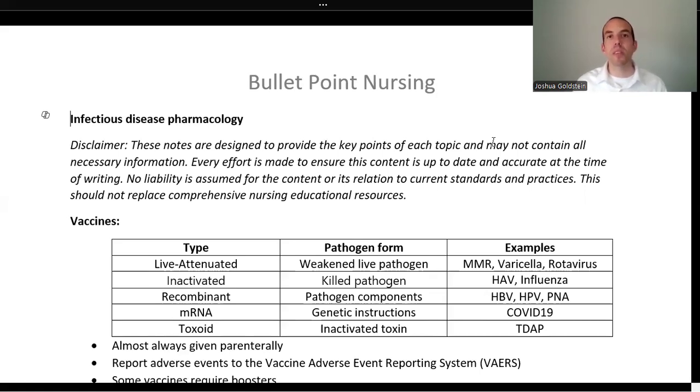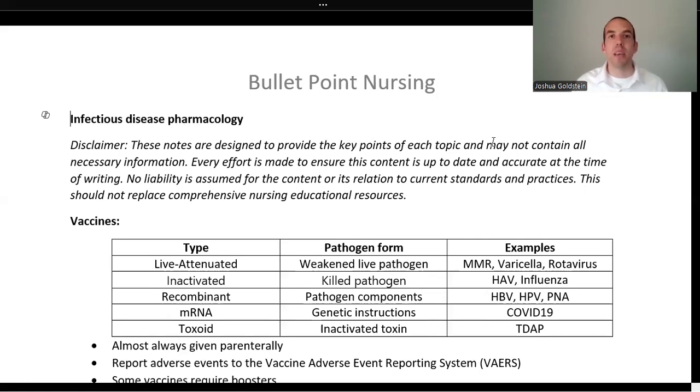Some books only count 4, some books have a few more, but that's the way I'm breaking it down for you guys. The pathogen is explained over here, and the examples are explained. I'm not going to go any more deep into this, just to give you a basic understanding. Vaccines are almost always given parenterally. There are very few exceptions I'm not going to go into. As far as we're concerned, they're all given parenterally.